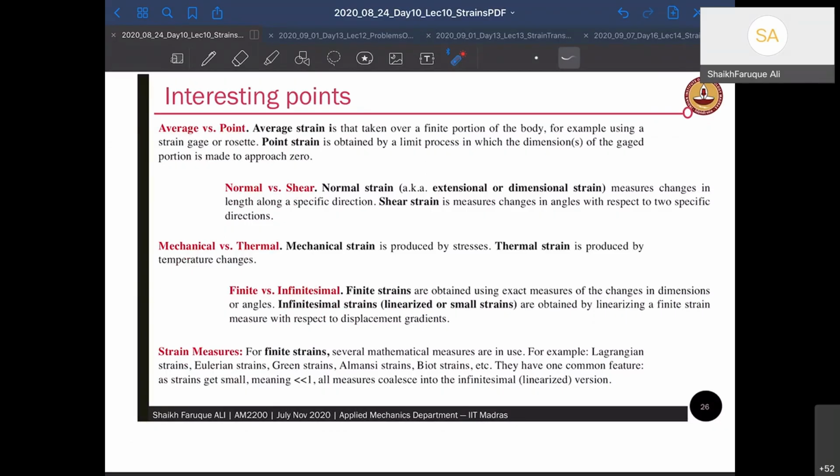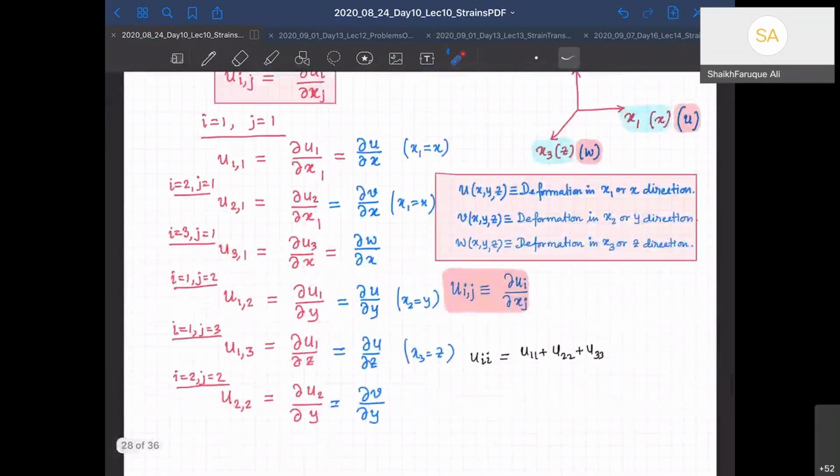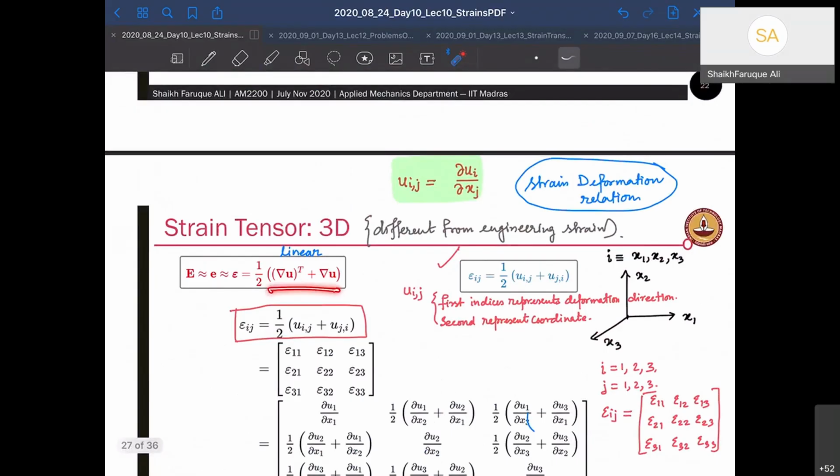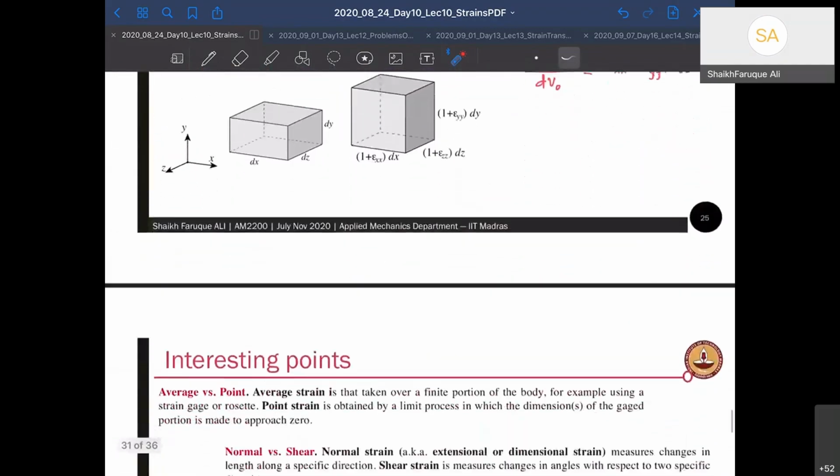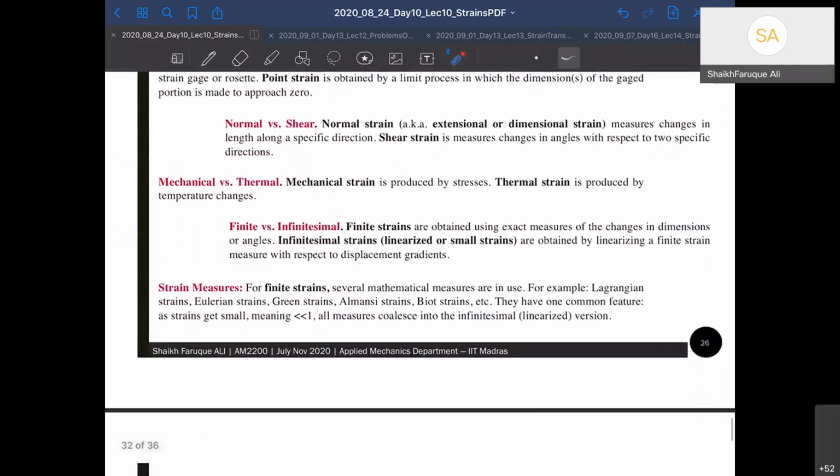Finite strains are large strains where the relationship will be a non-linear relationship. So this relationship will not be valid here. It will add up with grad of u transpose grad of u. So that will be the second order that will come into play. So we are not going to do that in this course. So just written there. And strain measure.